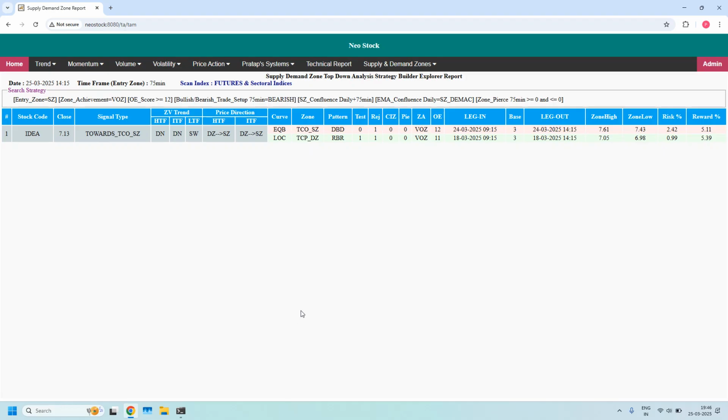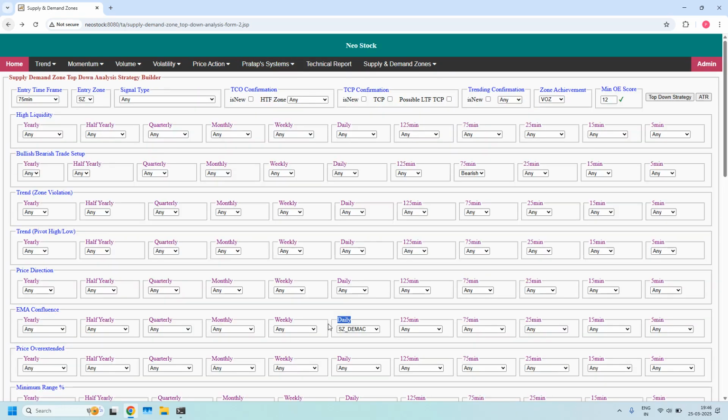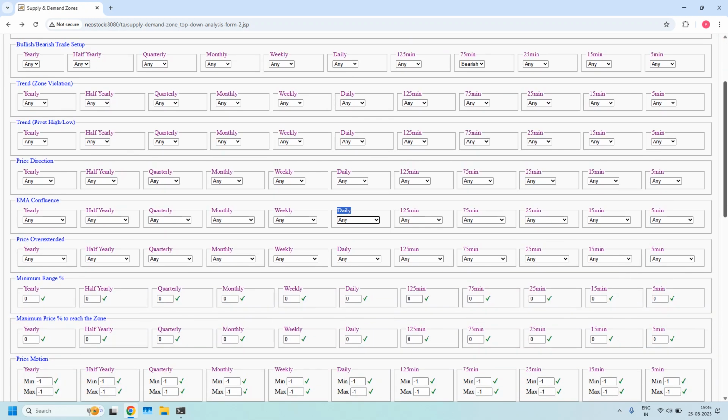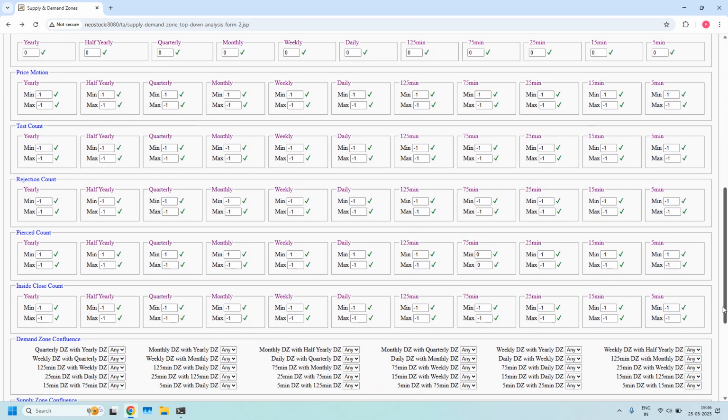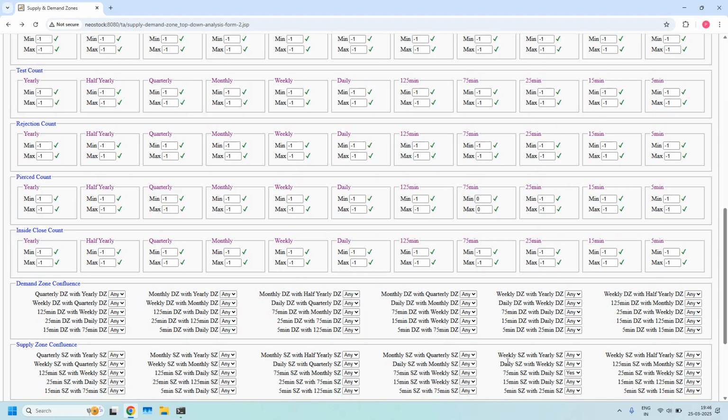Next we will look into LTF, ITF, HTF supply zone confluence supported stocks, that is 75 minutes, daily and weekly supply zone confluence. Removing the EMA filter. In the supply zone confluence, we should set 3 filters. First filter is already enabled, daily with weekly. Next, 75 minutes with daily is already enabled. Next, 75 minutes with weekly supply zone confluence.